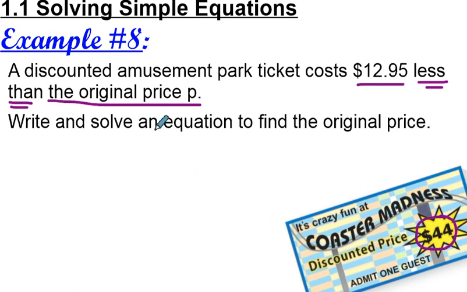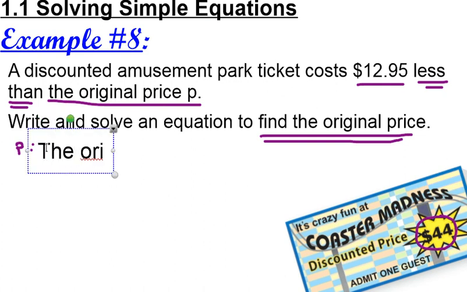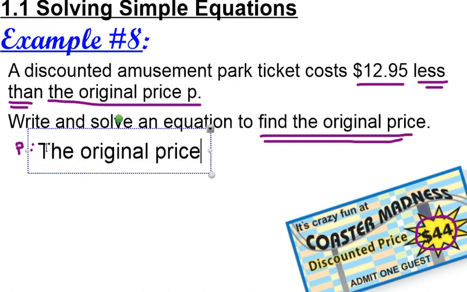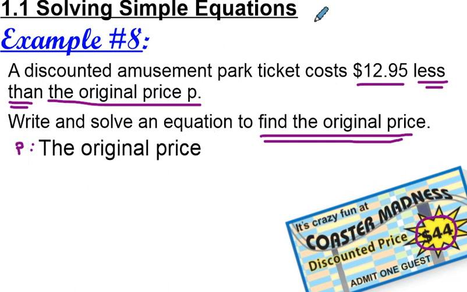All right, so let's try to figure this one out. It says write and solve an equation to find the original price. So we're ultimately trying to find the original price, and it's defined in the problem as P. So P is defined as the original price of the ticket. All right, so let's set up an equation for this.